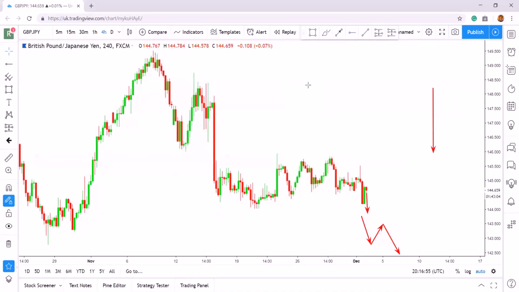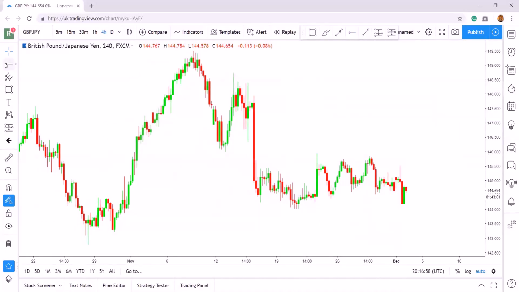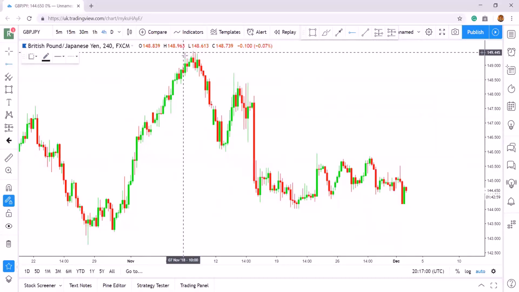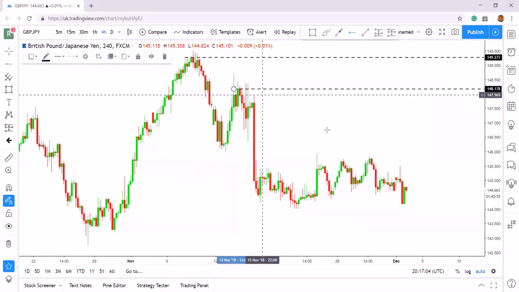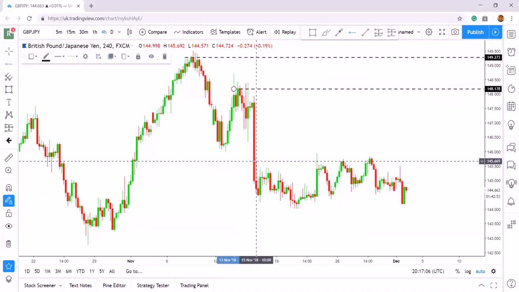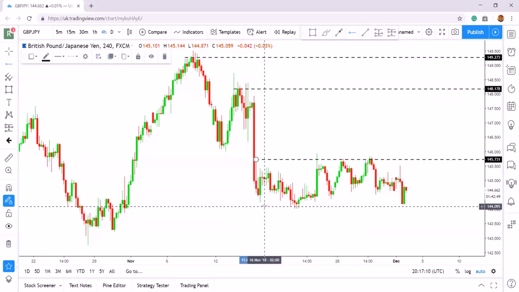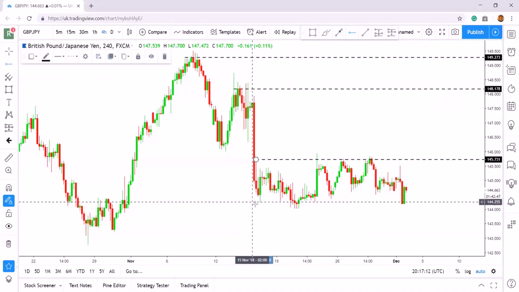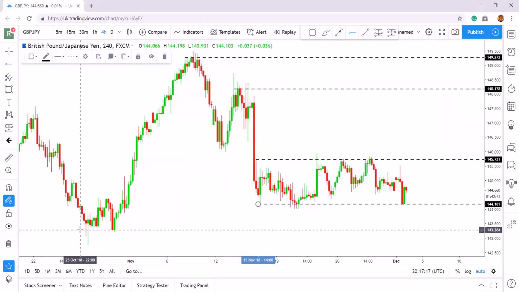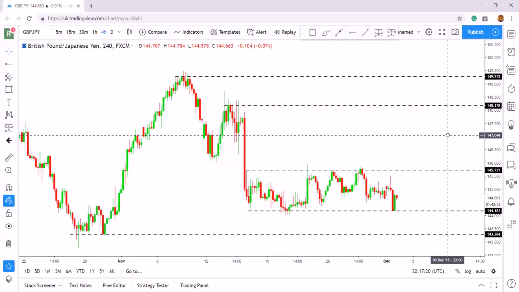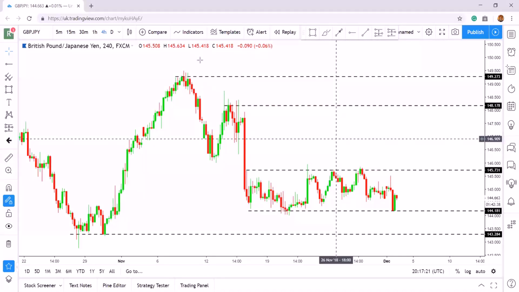So let's clear the drawings here. We're on a 4-hour time frame, okay? So this is a structure high. This is a structure high. This is, let's have a look at this, a structure high. This is a structure low. This is a structure low. So let me look at this market structure. These are my support and resistance levels.